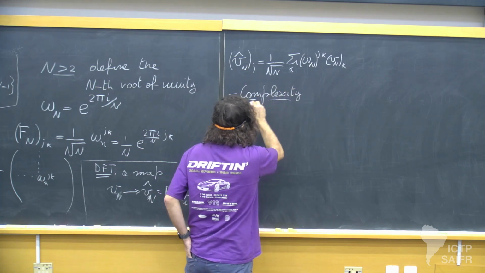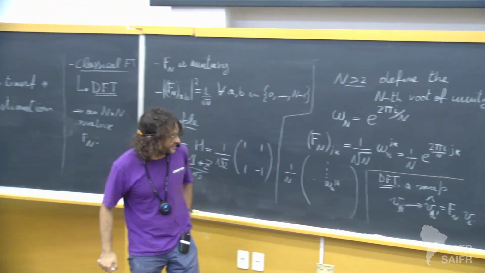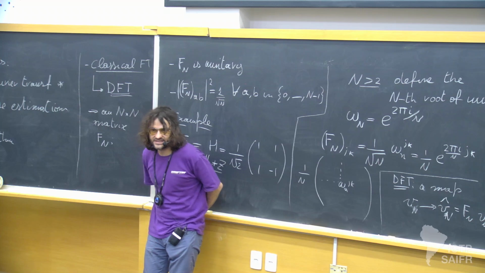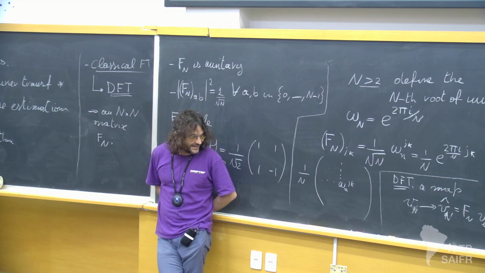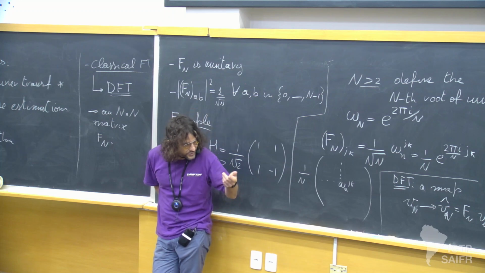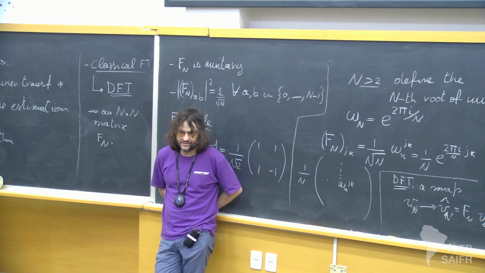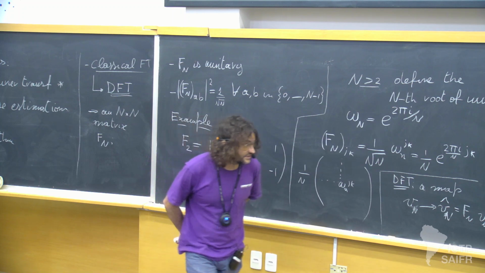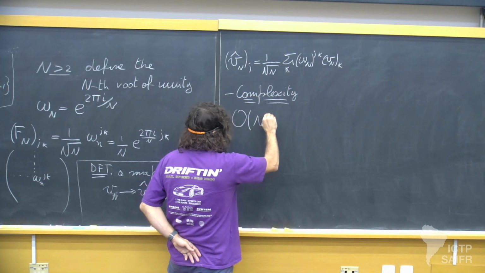I mean, not complexity in terms of calling an oracle. This is an algorithm that is not realized in terms of an oracle, but let's say how many fundamental operations, so how many small sums and small products you have to do here. N square, exactly. So the complexity of this algorithm is O(n) square.